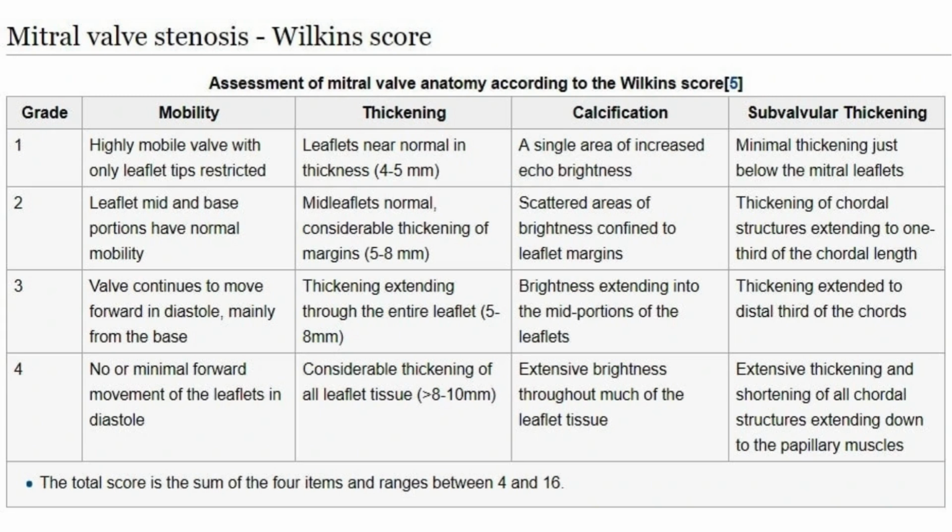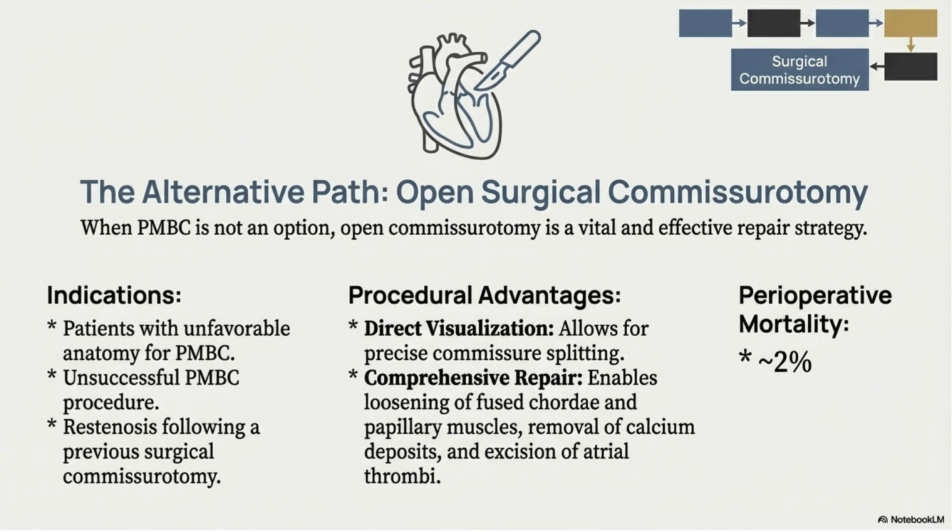Now, if PMBC is unsuccessful or impossible because of that unfavorable anatomy, then the patient needs option 2, surgical or open commissurotomy. All right, there's open heart surgery using cardiopulmonary bypass. The advantage is direct visualization and a broader scope. The surgeon can do more than just open the commissures. They can loosen fused chordae, physically remove big deposits of calcium, and take out any atrial thrombi. The goal is still repair, if possible.